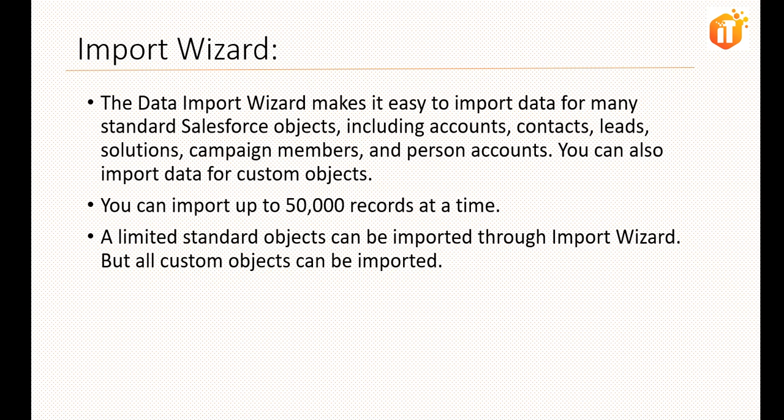So if you want to insert, suppose, 10K records into a custom object, then you can use import wizard. 10K is under the 50,000 limit, and secondly, all custom objects are available. We will go into an org and see which standard objects it supports, and if your record count is less than 50,000, you can directly use import wizard. It's much simpler and easier to use.